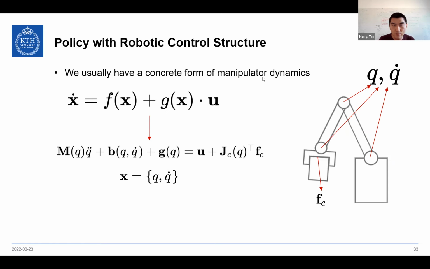Okay, so as I mentioned, even before these learning methods became a thing, we already knew how to control this kind of robot system, right? So there must be some kind of structure, some domain knowledge we can use here as well.